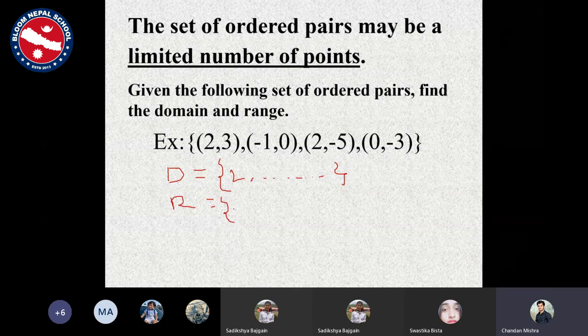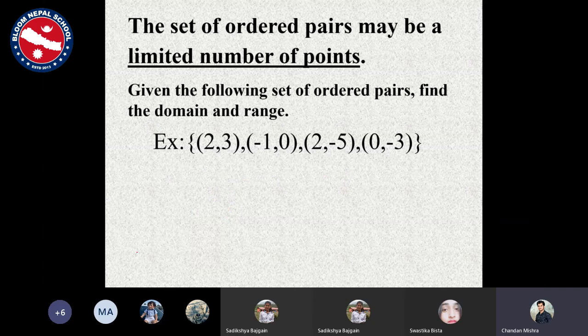So Mishra says it's 2, -1, 2, and 0. That's correct. Yeah, this reason says the same thing. That's correct as well. Yeah, so I think most of you can get this answer, right? So your domain is 2, -1, 2, 0, and then the range is 3, 0, -5 and -3.